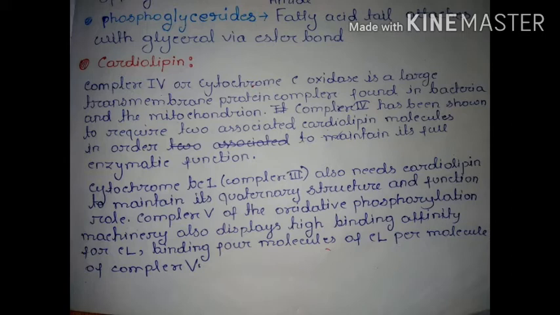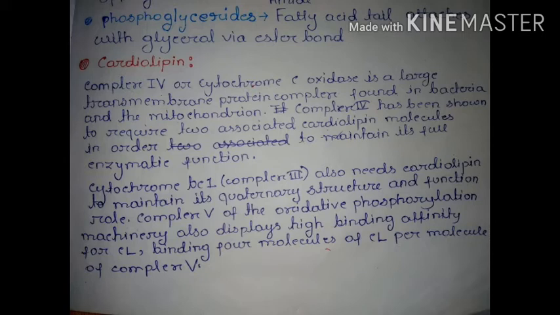But enzymes need some prosthetic groups or other types of molecules to maintain their function as well as their structure. So cardiolipin is a type of glycolipid that fulfills the enzymes' need to maintain structure and function. First, complex 4, or cytochrome C oxidase. It is a large transmembrane protein, so it may contain alpha helix structure.